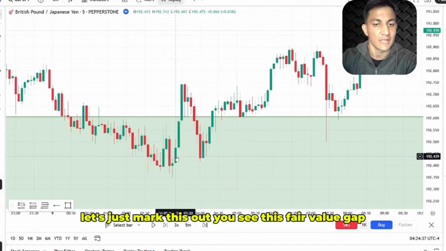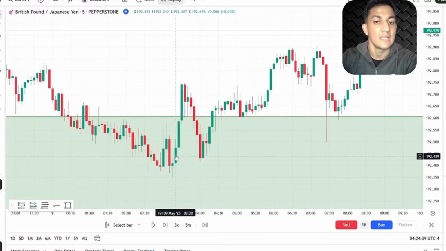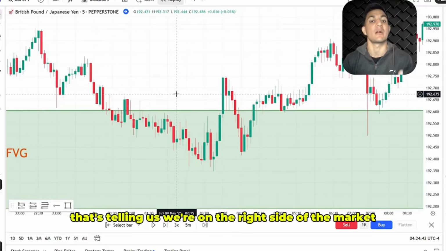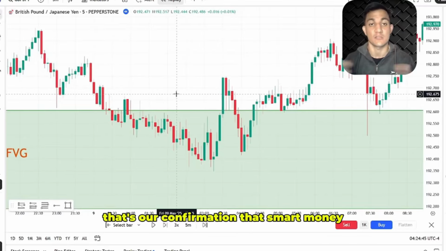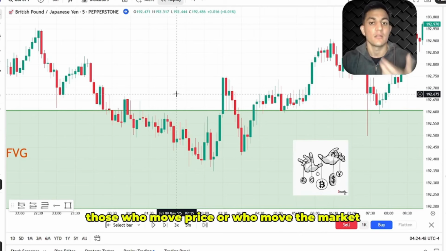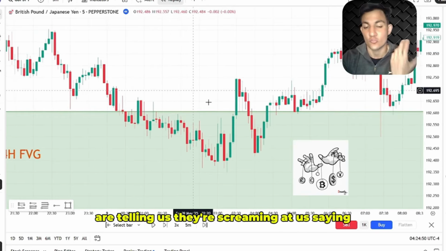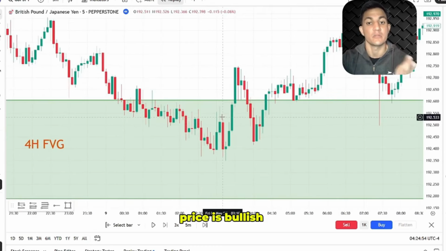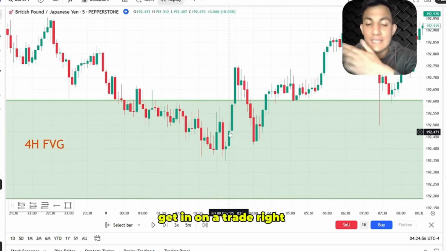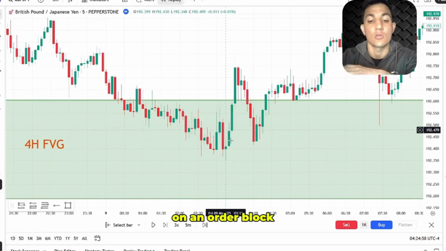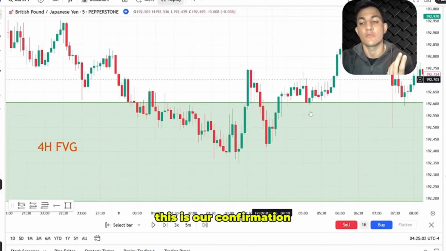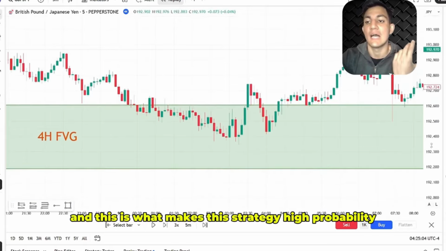You see these big fair value gaps that form in the direction of the 4-hour fair value gap. That's telling us we're on the right side of the market. That's our confirmation that smart money, those who move the market, are screaming at us saying, hey, look, this is the right side of the market, right? Price is bullish. Getting on a trade on a fair value gap, on an order block, on an optimal trade entry, and ride price up.